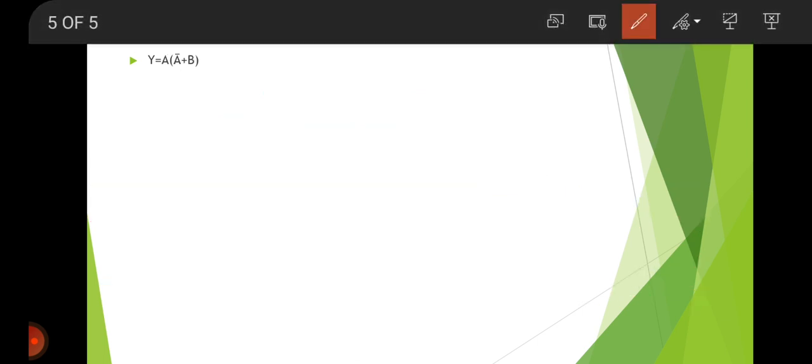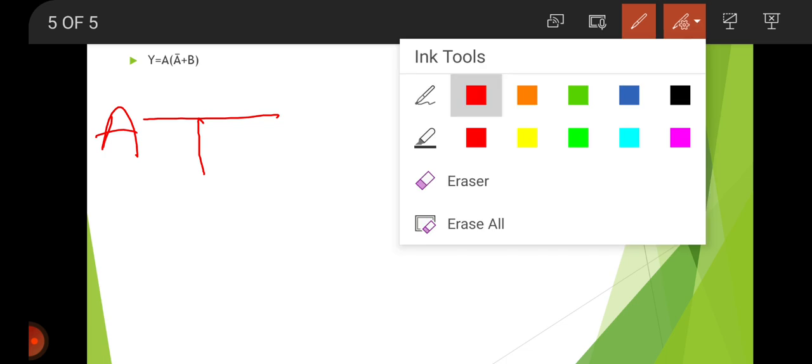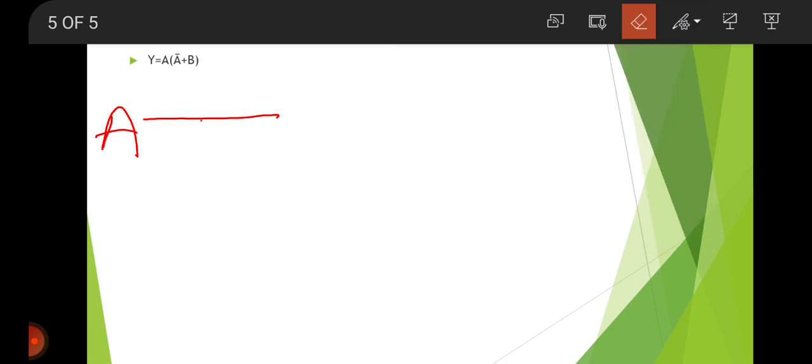So then next, A and (A bar + B). Therefore, place A here, then here A bar is present, meaning complement of A. Therefore, the NOT gate is present here. Put the NOT gate here. Therefore, this is A bar.